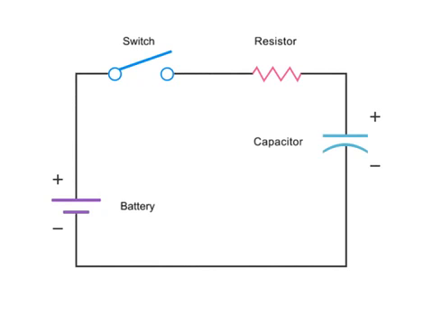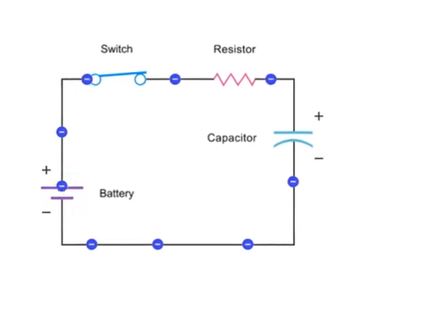A capacitor must be attached to a closed circuit with an energy source, such as a battery, in order for it to store energy. When the switch is closed, electrons flow and charge builds up on the capacitor's plates. This causes the voltage across the capacitor to increase.